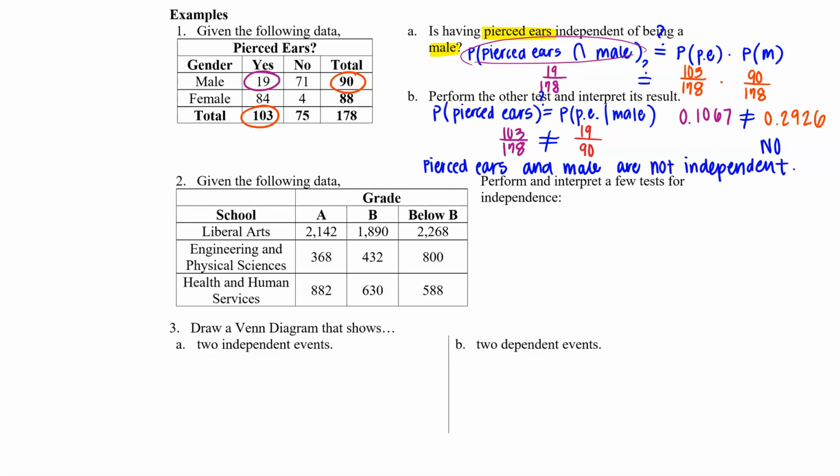Let's take a look at example number 2. This is a 3x3 table. By school, it's referring to what major they are a part of at their college. Then along the columns, you see the grade averages of these students. Perform and interpret a few tests for independence. What's missing from this table are the totals.